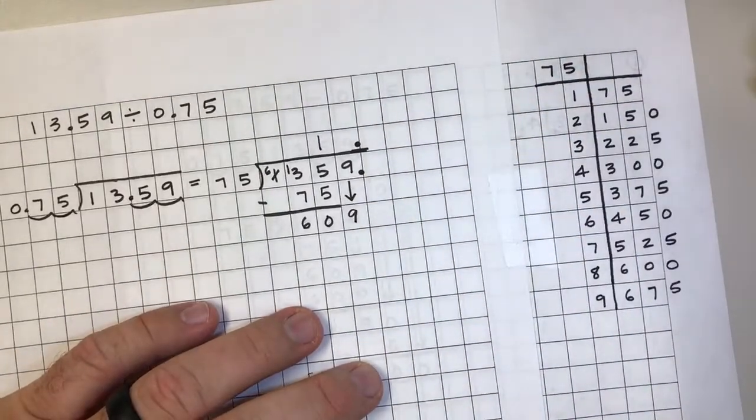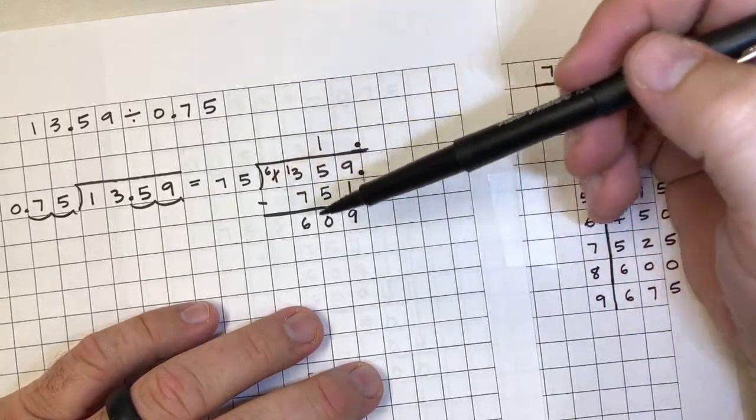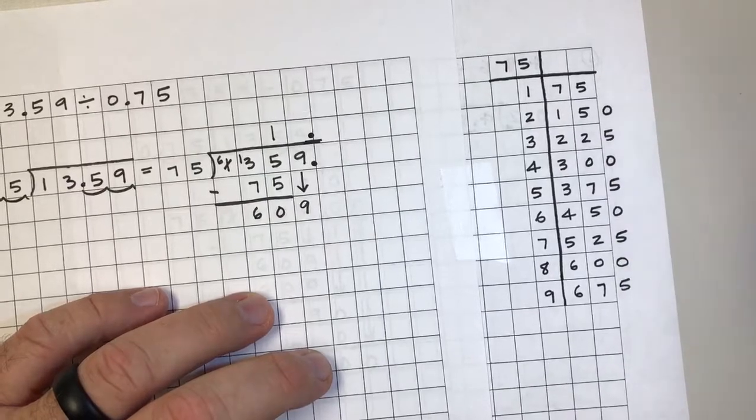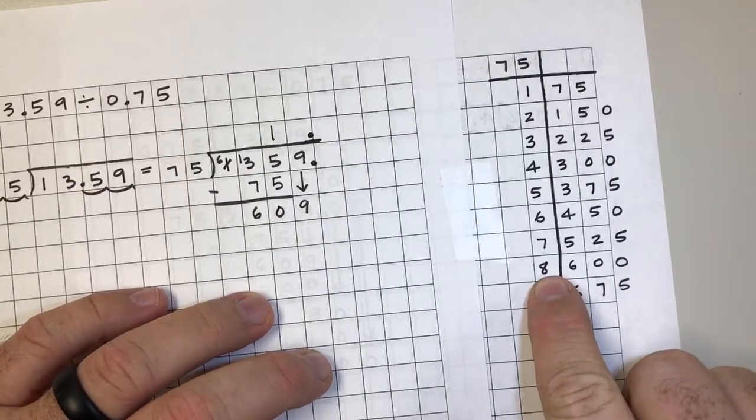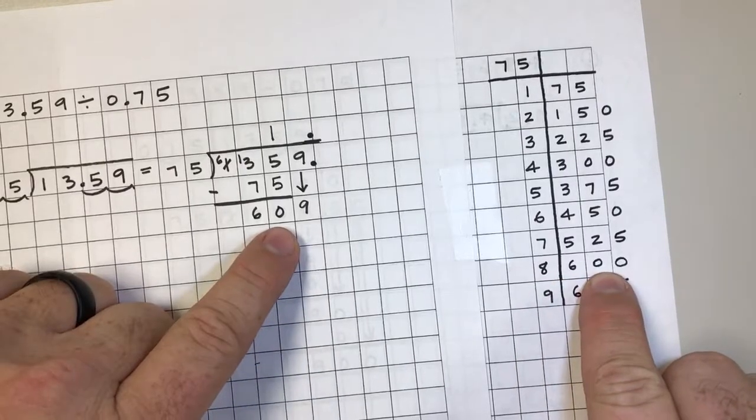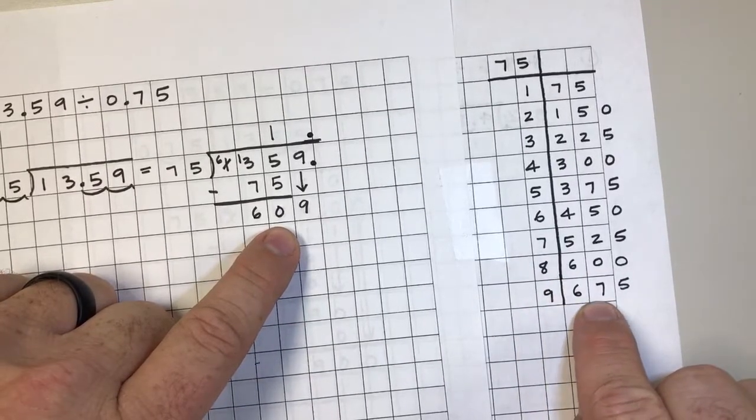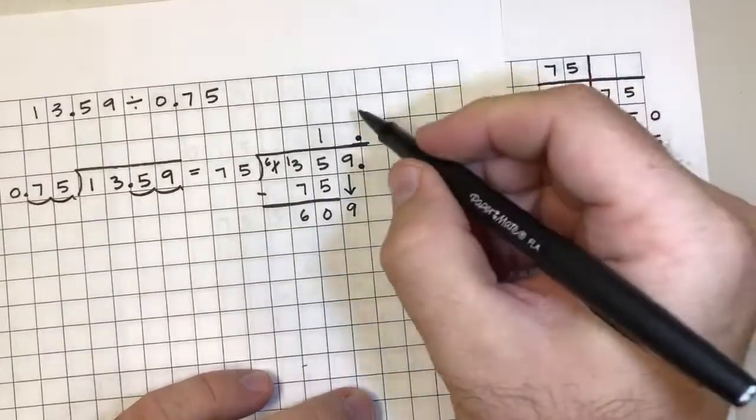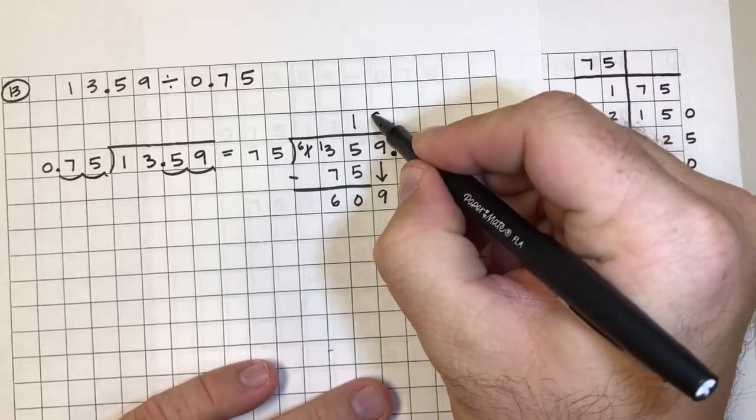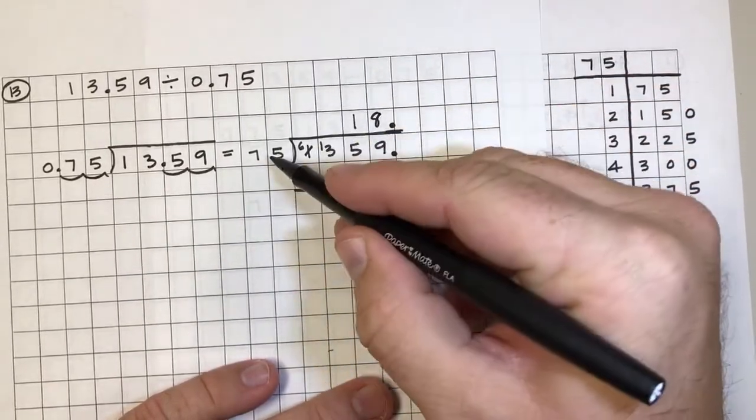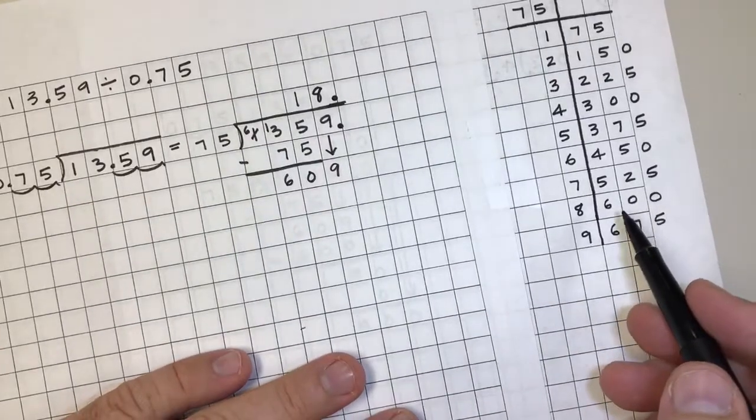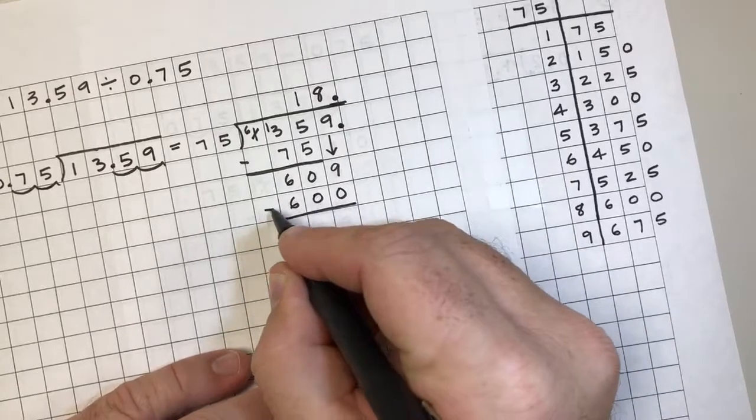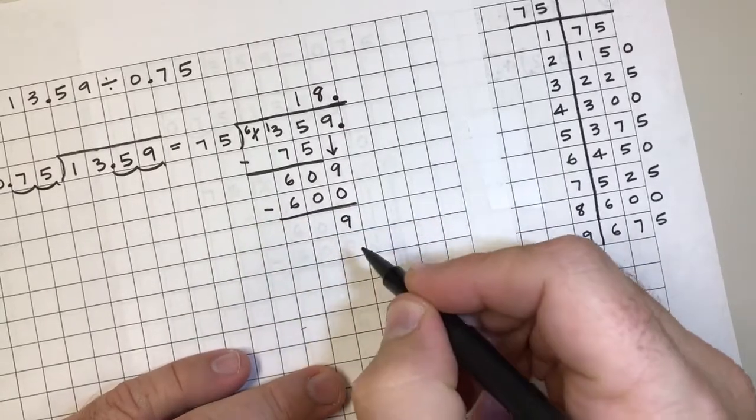So I have 609. I don't know how many times 75 is going to go into 609, but if I've done some work ahead of time over here, I can go straight to my T-chart, and I can see that 8 times is what I need, because 600 is close. 9 times is too much. So I know I'm looking for 8 times. So 75 goes into 609 8 times. 8 times 75 is 600, using my T-chart again. And I'm subtracting. And I get 9.